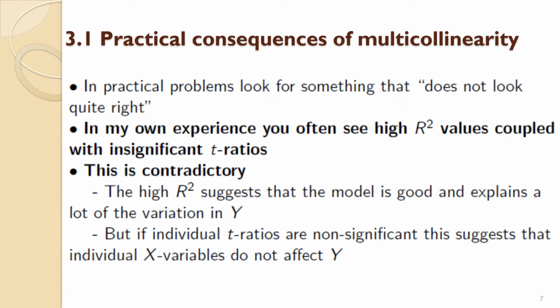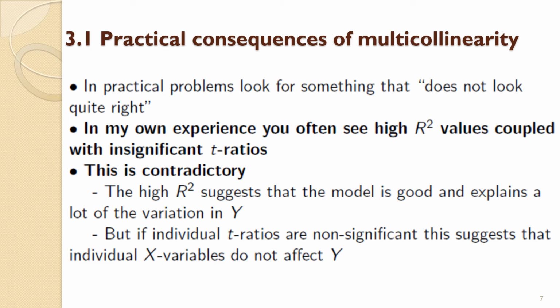To reinforce this then, in terms of practical consequences of multicollinearity, it's almost like being a detective rather than a statistician. In practical problems, you need to look for something that does not look quite right, and I think this would be a very general skill as far as accounting and finance is concerned. And the crucial thing that I've learned as an applied statistician is you often see high R-squared values coupled with insignificant t ratios. So what you've got in this case is a contradiction, and always look for these sorts of contradictions whenever you're looking at any numerical or accounting and finance data. So you've got a contradiction then because the high R-squared values suggest that the model is good and explains a lot of the variation in y.